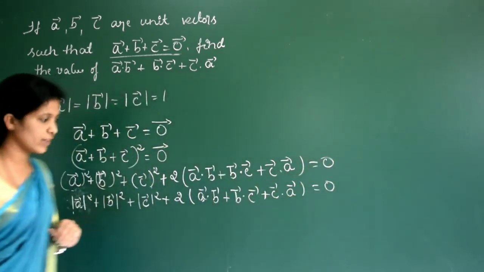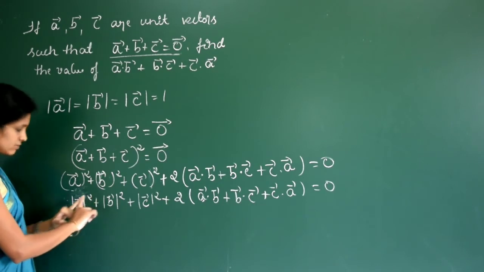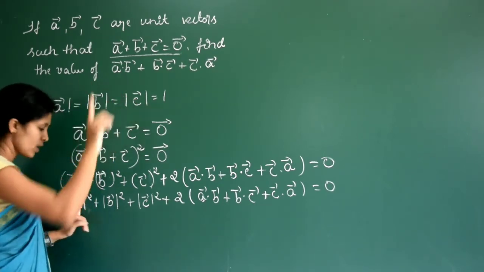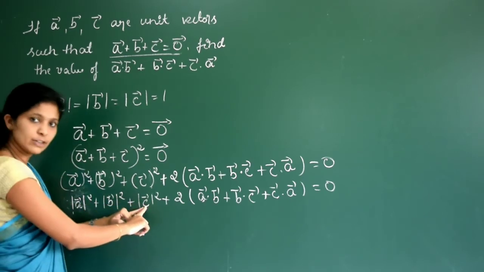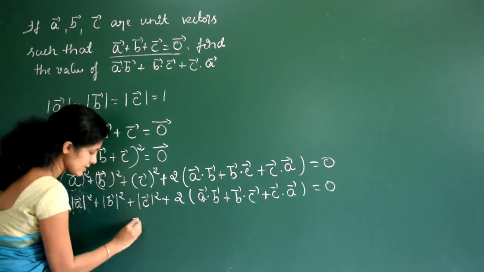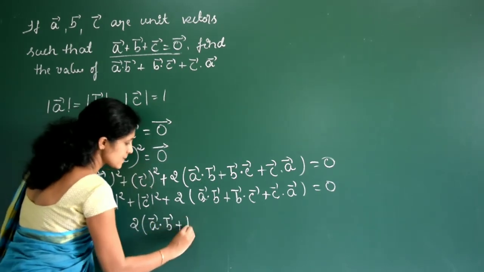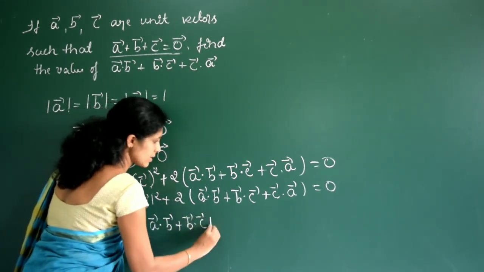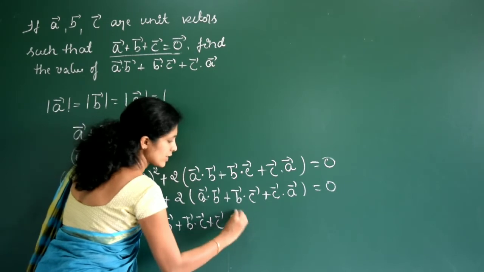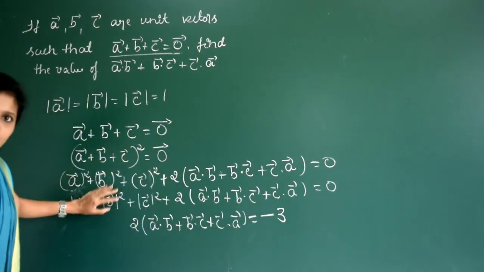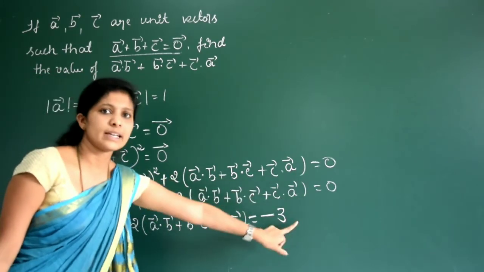This is given. Now this will be 1, right? Magnitude of a vector is 1, b vector is 1, c vector is also 1. 1 plus 1 plus 1, it will be 3. So I can write here 2 into a vector dot b vector plus b vector dot c vector plus c vector dot a vector is equal to minus 3. Right? This is 1 plus 1 plus 1, 3. So when it goes there, it will be minus 3.